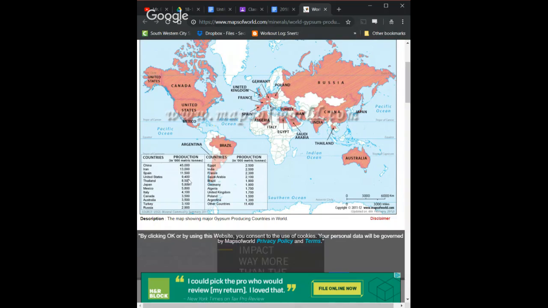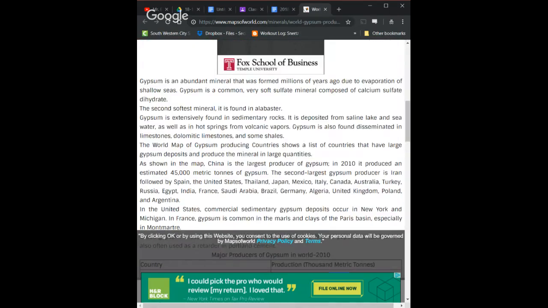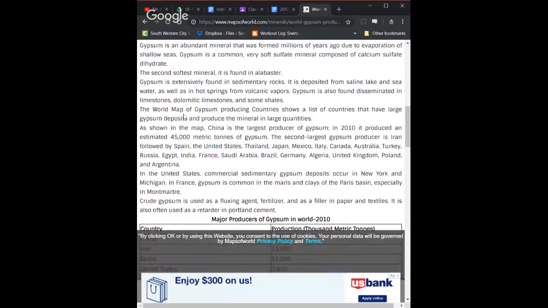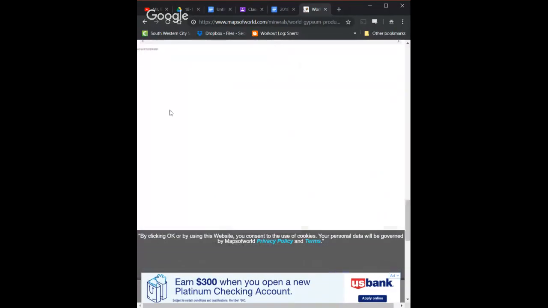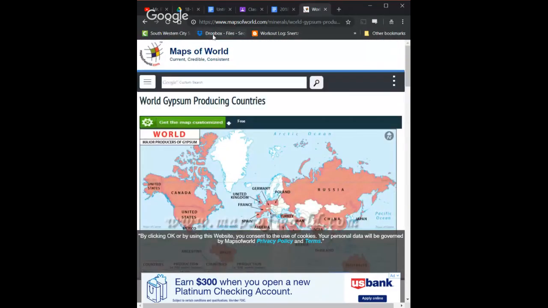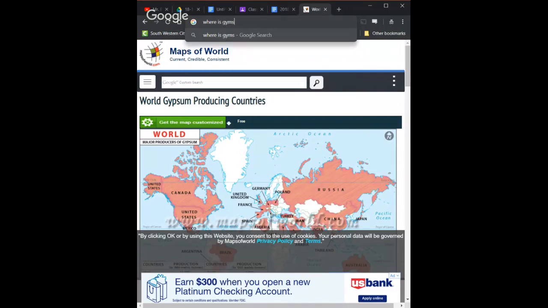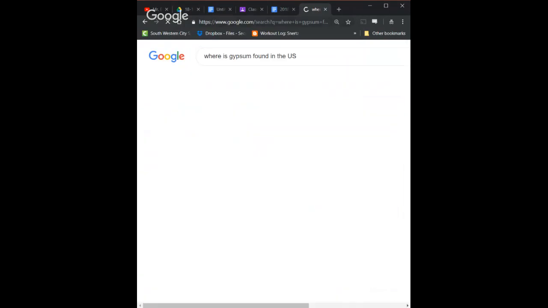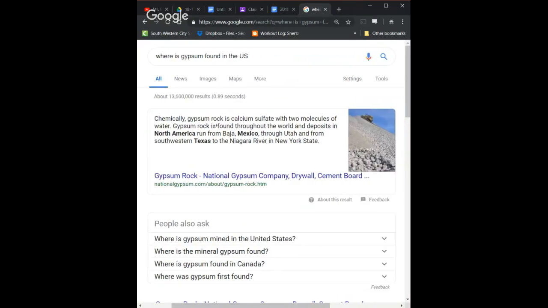United States, 9,400 metric tons, right? So maybe you want to know, where does gypsum get produced in the United States? Okay, so here's a bunch of stuff about gypsum. It'll tell you a little bit about how it gets to be there and things like that, right? Here's that same data that we were looking at before. Now, if you actually want to know where is gypsum found, you can do something like this. Where is gypsum found in the U.S.? All right. So, yeah, this is good.